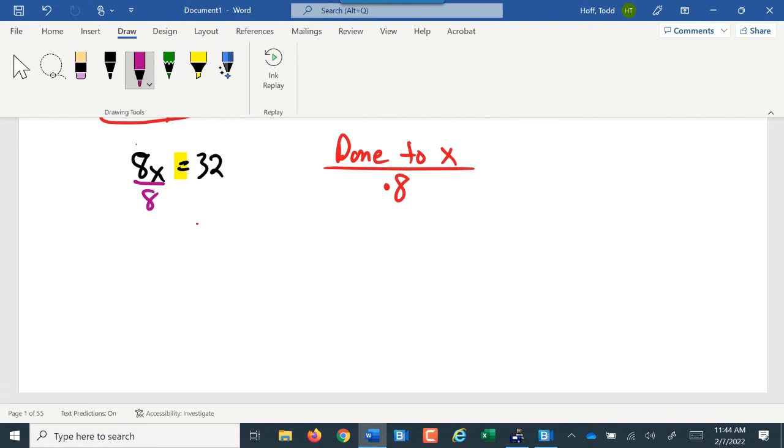Now notice there's only one item on the left side, so I divide that by 8, and the 8 cancels out the 8 in 8x, giving me just x, or 1x, which is just x. There's only one item on the right side, so I divide that by 8. 32 divided by 8 is 4. Well, these were pretty simple because there was only one piece built onto them.